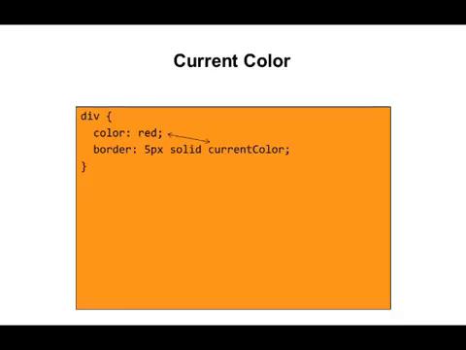There's a keyword here you might want to know about. Let's say in this example that you have a div tag and you've specified its foreground color to be red. You want the same exact color to be used for the border of that div. Especially if you're going to be repeating that same color throughout, you can now use the currentColor keyword.